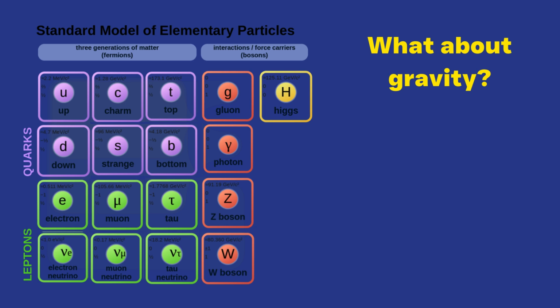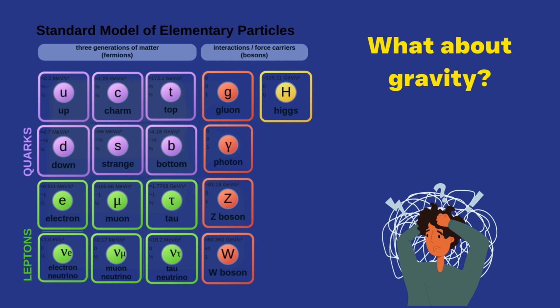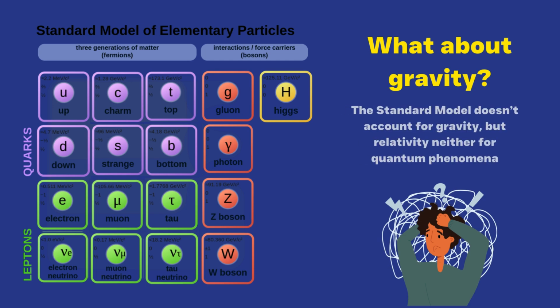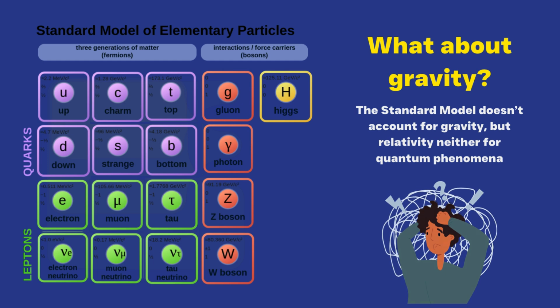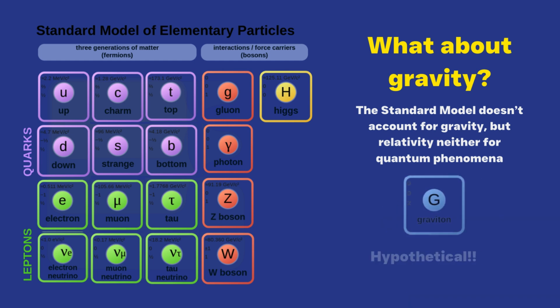But how do objects with mass interact with each other then? That, my friend, is gravity, and it is the main problem of quantum mechanics. We have not been able to explain gravitational interaction within this standard model, but we have with general relativity. The problem is that the latter cannot describe quantum phenomena. Because of this, there is a last hypothetical particle that would mediate gravity, the graviton, but we have no evidence of its existence so far.